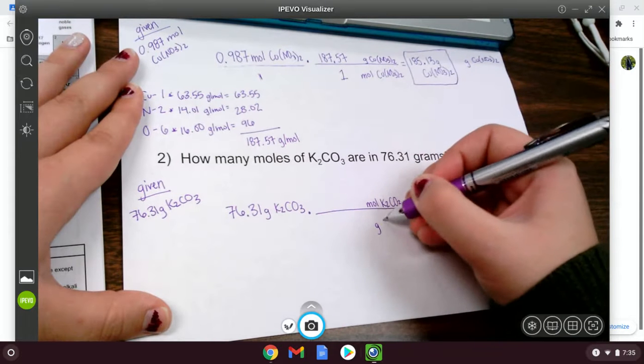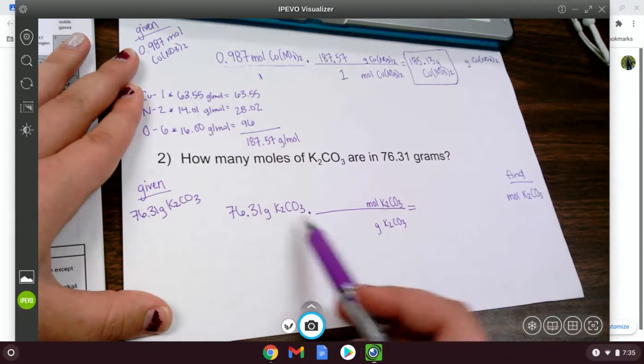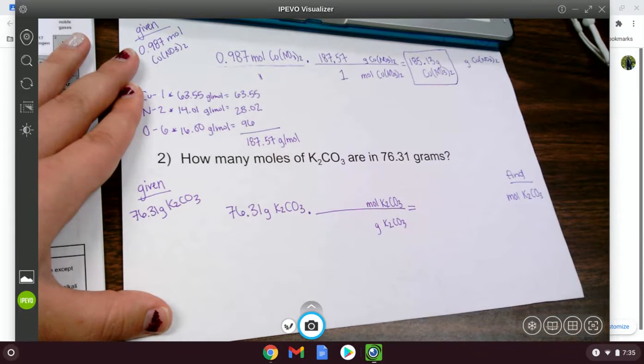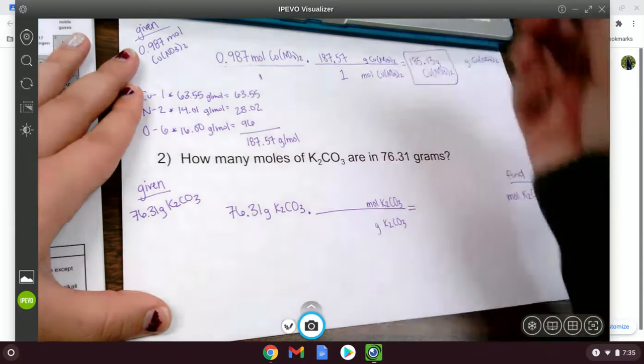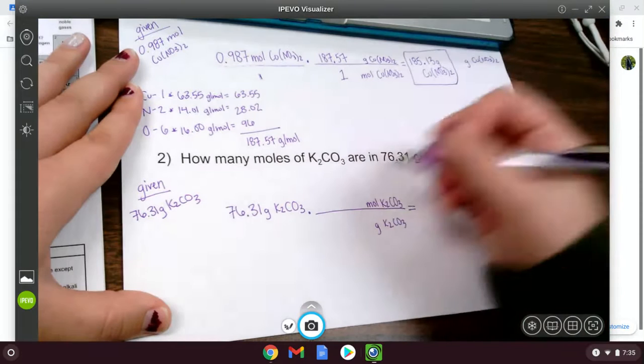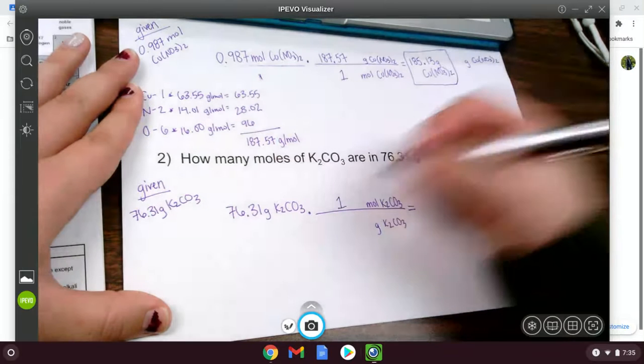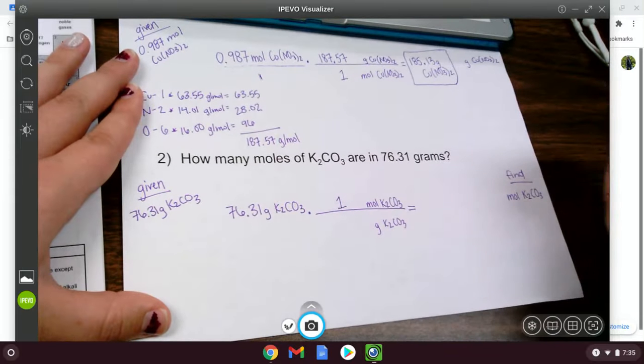So I'm going to have grams of K2CO3 on the bottom. And look, grams on the top, grams on the bottom, they cancel out. Okay? I should have showed you that up here. I'll show it here. Anyways, so what number always goes with mole? 1. So I'm going to put a 1 with my mole of K2CO3.